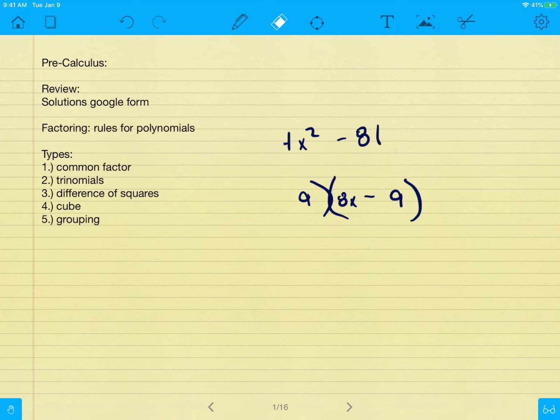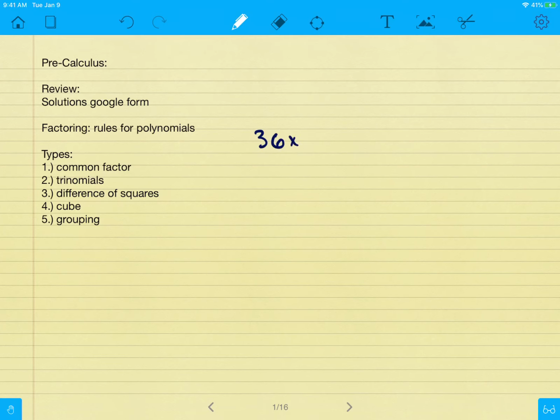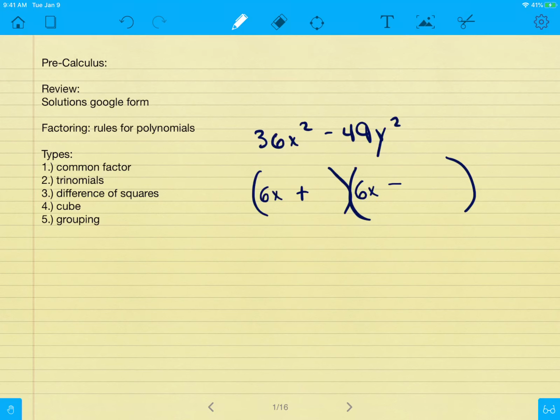All right, and the last perfect square. The last perfect square should have been 36x squared minus 49y squared. So again, 2 parentheses, plus minus. So 36x squared is 6x and 6x. And then the 49y squared is 7y and 7y. And that should FOIL out, first, outer, and last, and give you the 36x squared minus 49y squared.